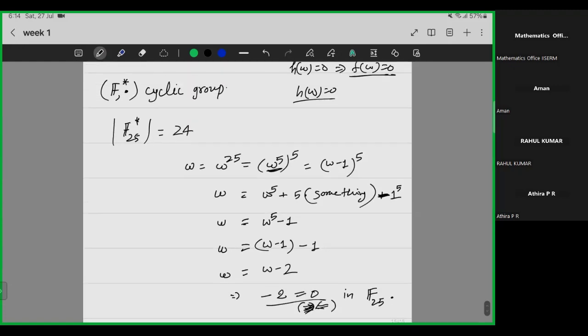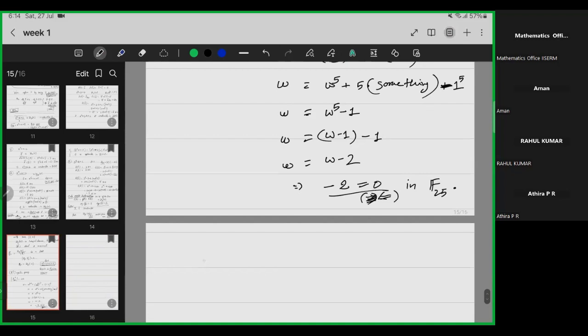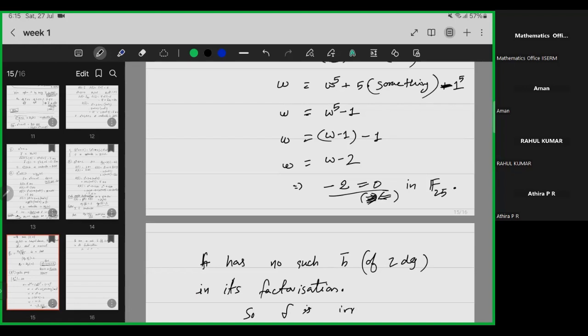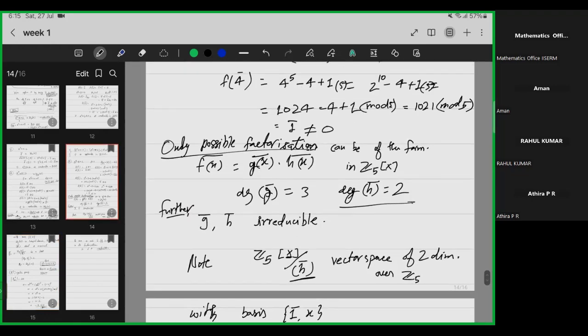So what is the conclusion here? The conclusion is f has no such h bar of degree 2 in its factorization. So f is irreducible, because the only possibility is that f has either a linear factor or a 2-degree factor. A linear factor it does not have. We checked element-wise, it has no zeros, right?